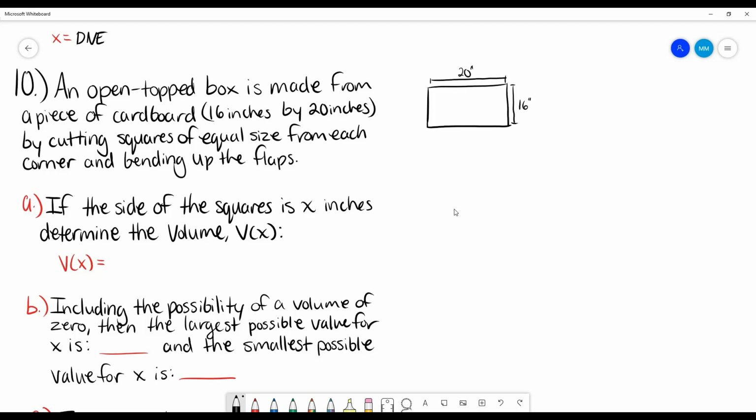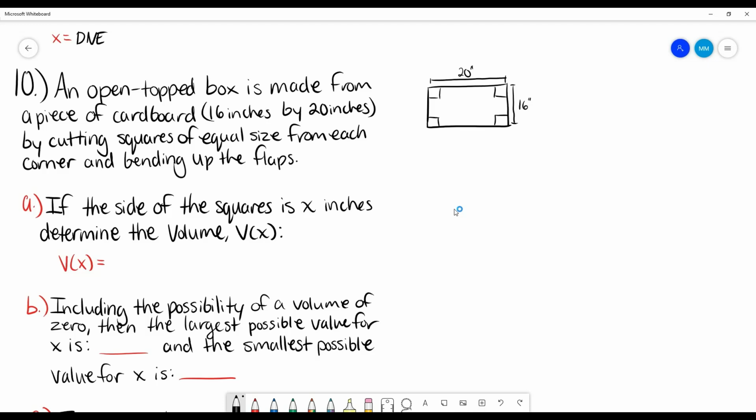Okay. And it's made into a box by cutting squares of equal size from each corner and bending up the flaps. So that looks like cutting squares from each side, and then bending up the flaps, right? And that makes sense because this would kind of fold up, that would fold up, and it would all just come together and make a box.